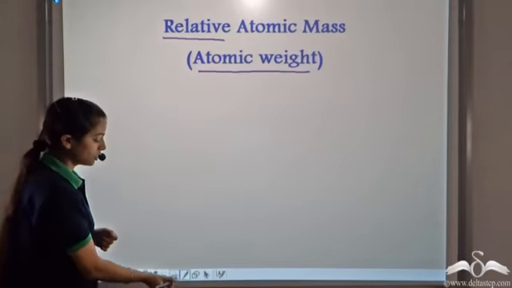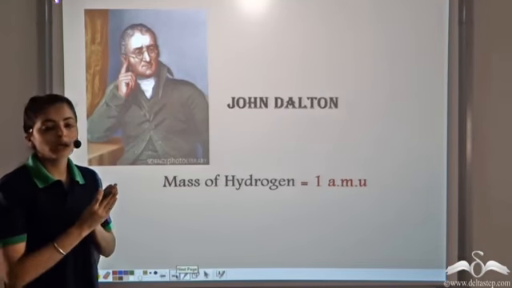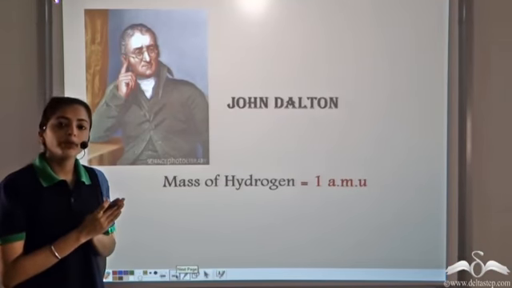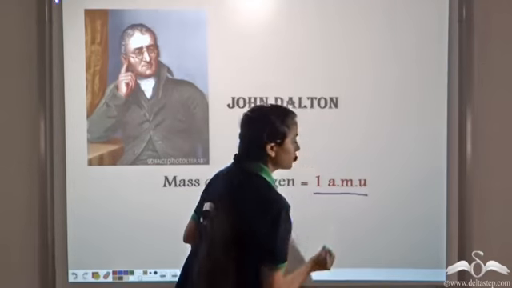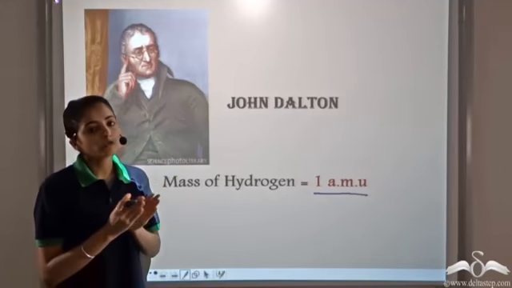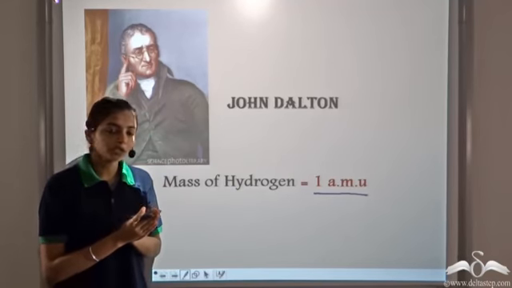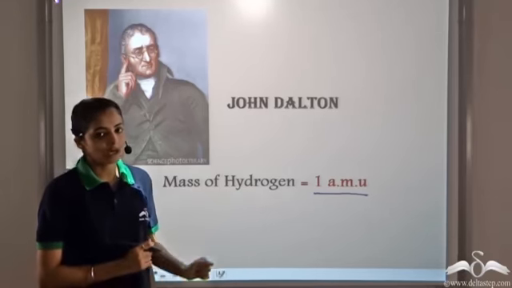John Dalton was the first scientist to propose that the masses of the other elements can be compared to the lightest element, which is hydrogen. Its mass is taken to be 1 atomic mass unit. So the masses of all the other elements can be found out by comparing it to the mass of the lightest element, which is hydrogen.